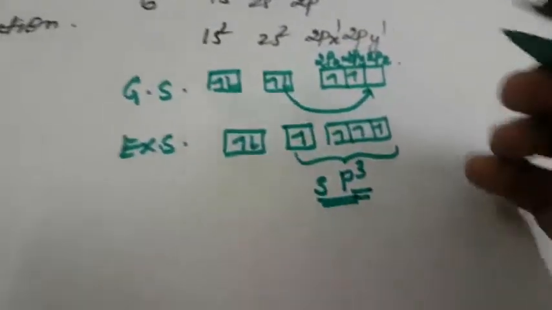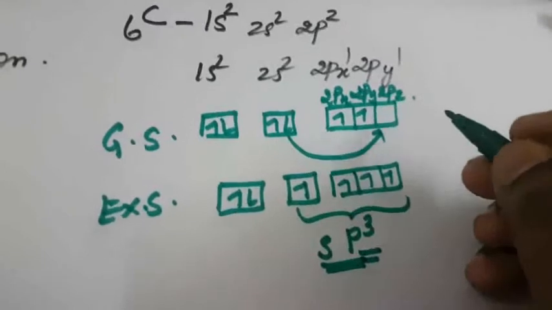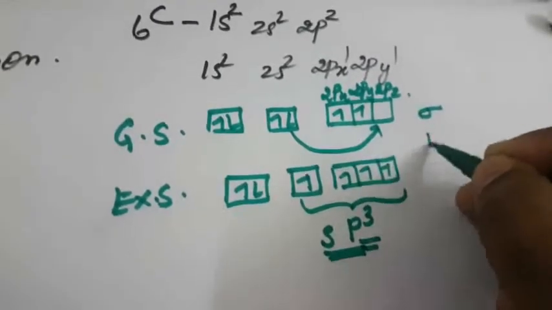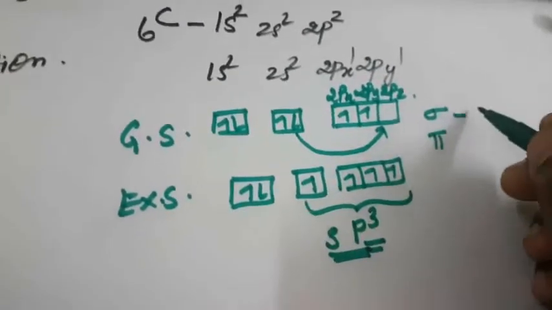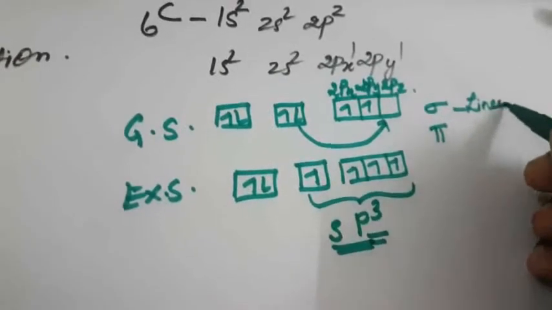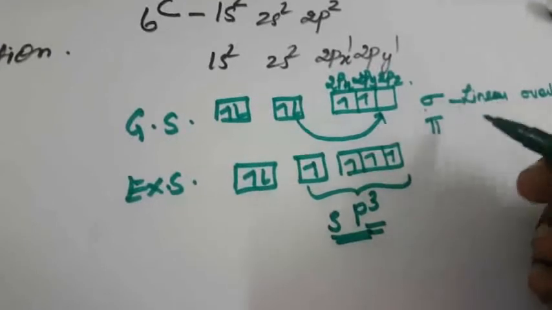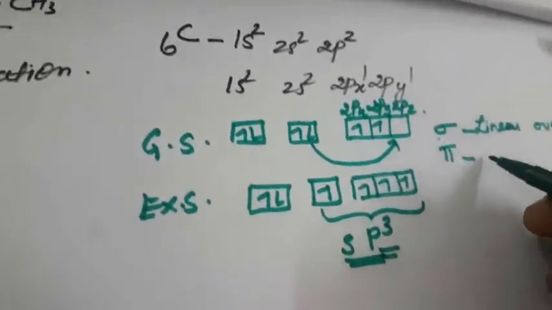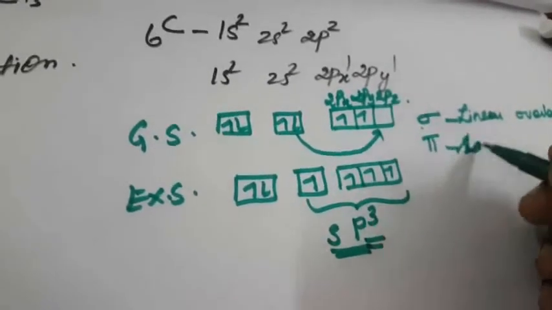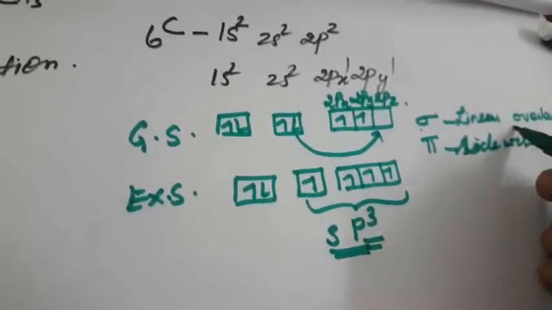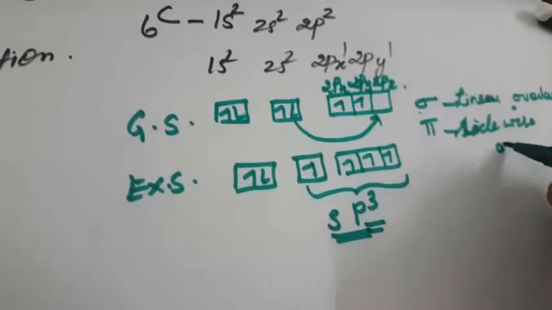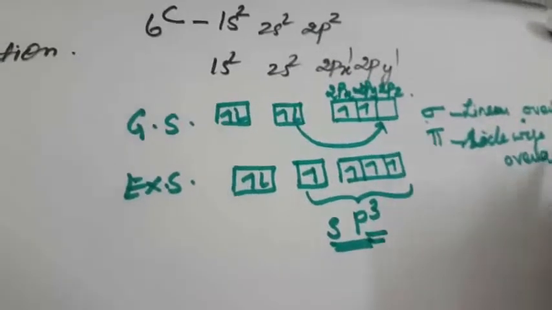So here you are going to learn the 10th lesson. What is a sigma bond and what is a pi bond? A sigma bond is the linear overlapping of orbitals. Linear overlapping of orbitals forms a sigma bond. What is meant by a pi bond? That is the sidewise overlap of orbitals. Sidewise overlap of orbitals forms a pi bond.